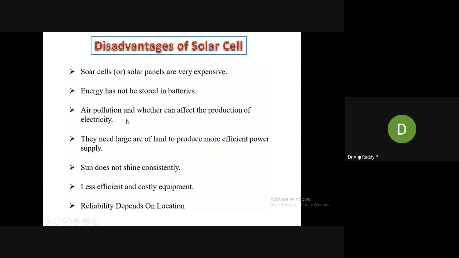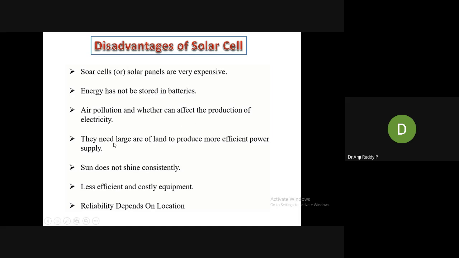Third one, air pollution and weather can affect the production of electricity. If there is more air pollution, then we won't get much sunlight. Weather conditions are also important, particularly in the rainy season, when we won't get that much efficiency. So air pollution and weather can affect the production of electricity.